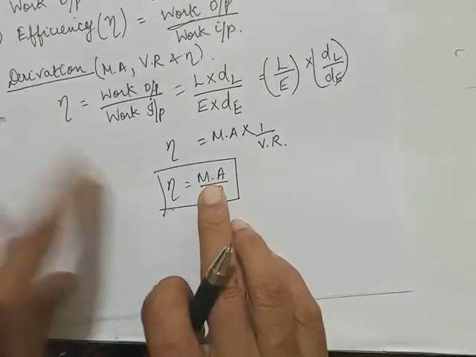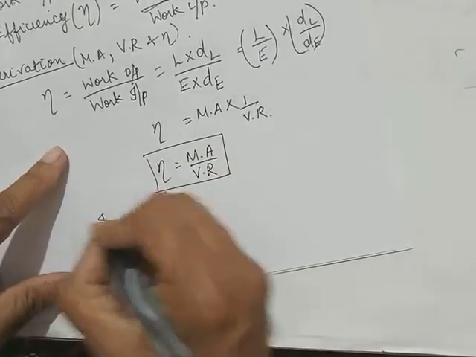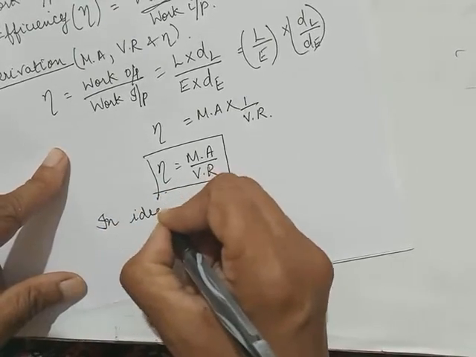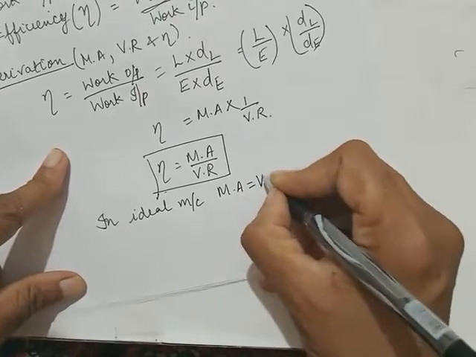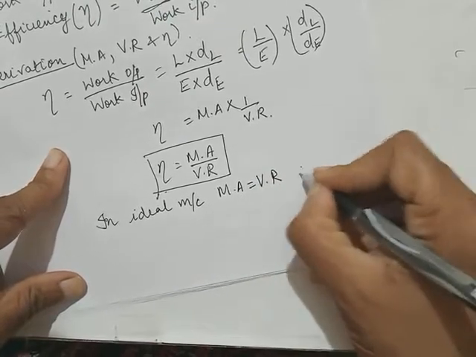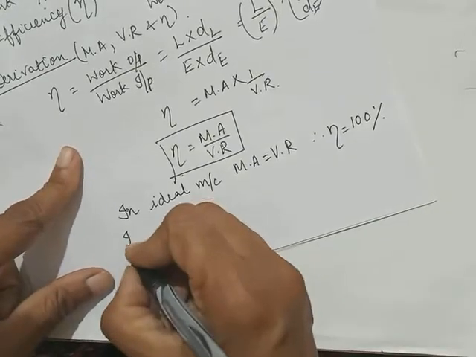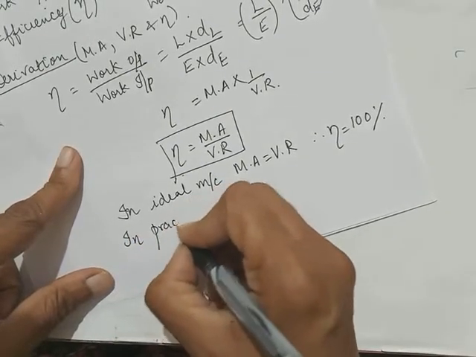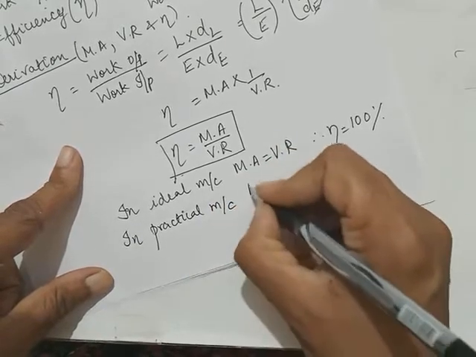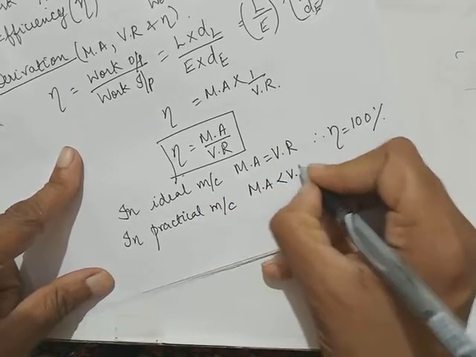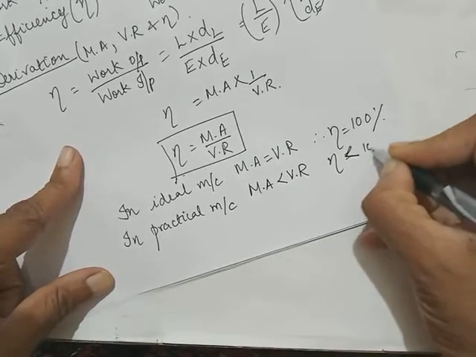One more conclusion. In an ideal machine, MA will be equal to velocity ratio. Therefore, efficiency will be 100%. But in practical machines, okay, ideal machine means where there is no loss. In a practical machine, MA will always be less than VR. So, efficiency will be less than 100%.